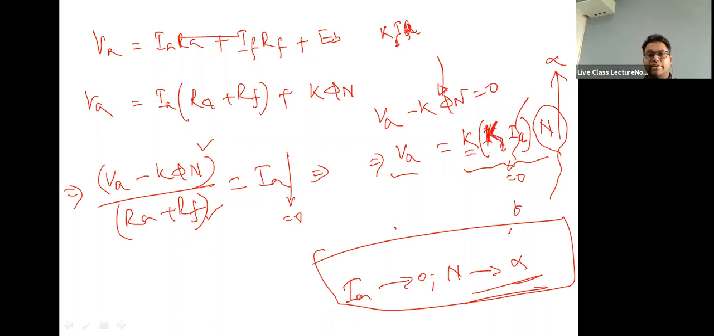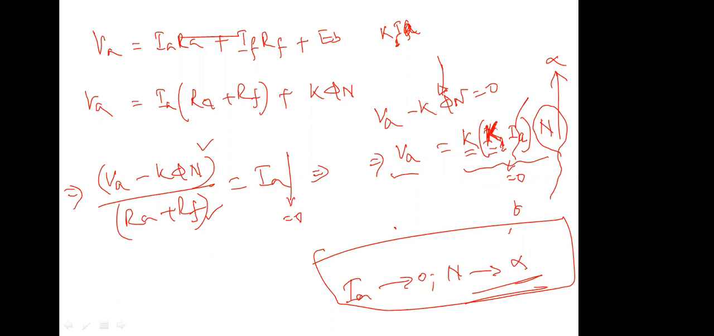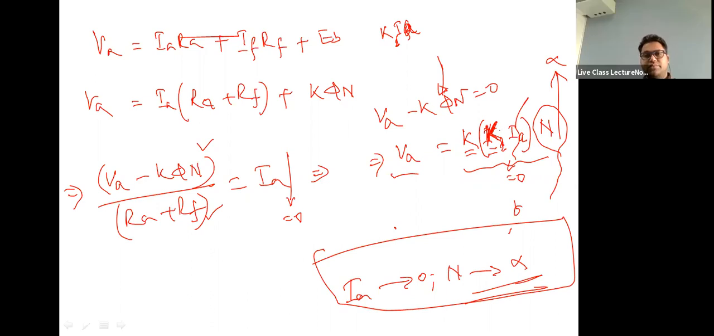So K and K1 are different constants, dependent upon the machine, so they cannot change. So what can change? IA and N only. If IA goes to 0, N has to go to infinity. Means if IA tends to 0, then the speed has to tend to a very high speed. Then only the voltage will be equalized, right?